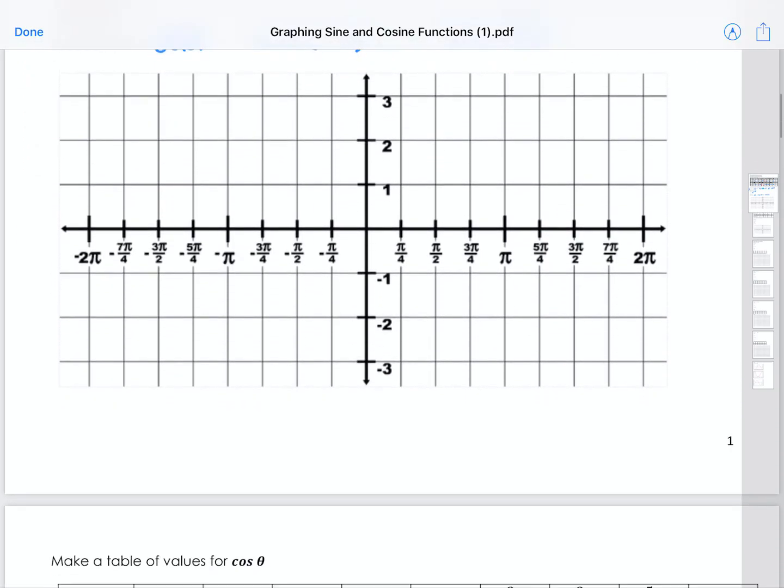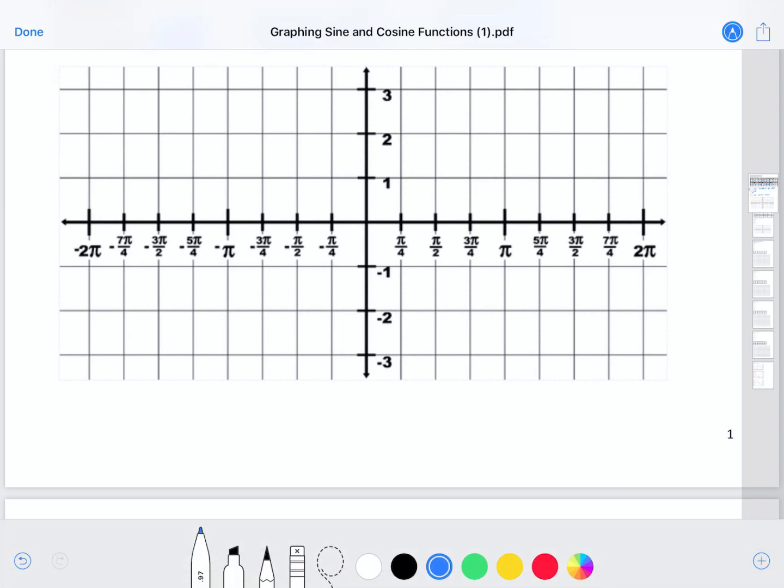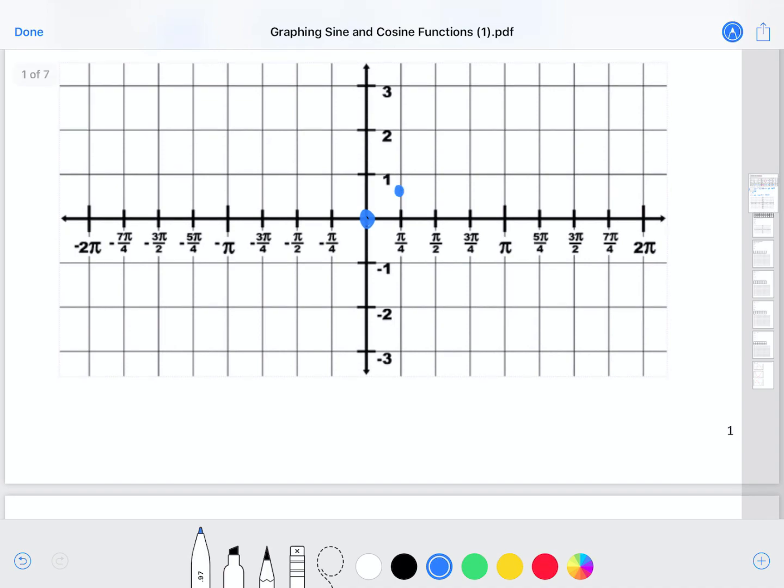Now let's go ahead and actually plot these points. So using the table that we did above, I'm going to plot the points. So we have 0, 0. At pi over 4, we had 0.71. At pi over 2, we had 1. Then at 3 pi over 4, we had 0.71 again. At pi, I had 0 because that was an x-intercept. At 5 pi over 4, we had negative 0.71. At 3 pi over 2, I had -1. At 7 pi over 4, I had negative 0.71. And then at 2 pi, we had an x-intercept again.